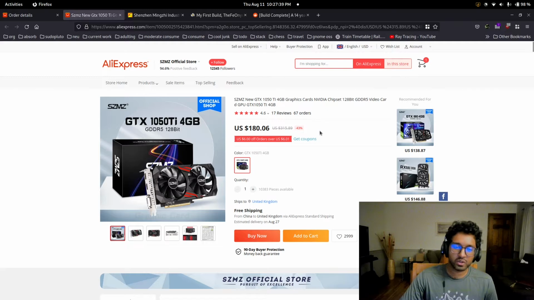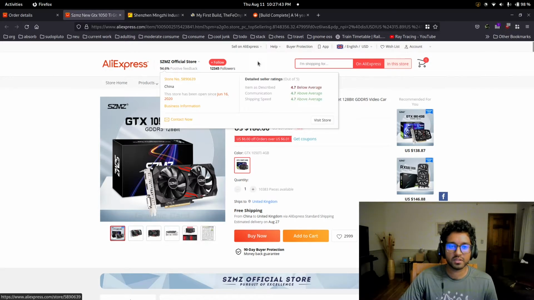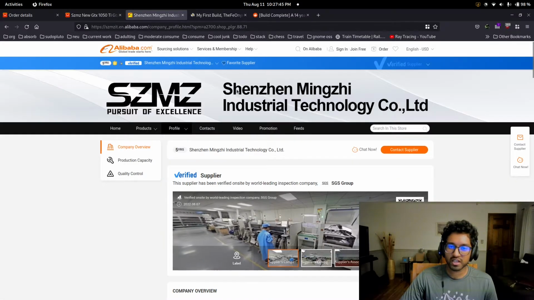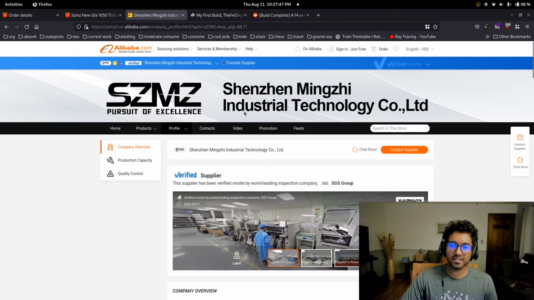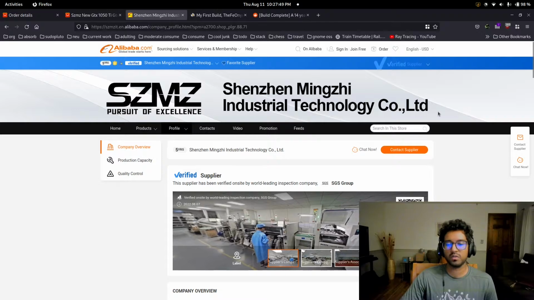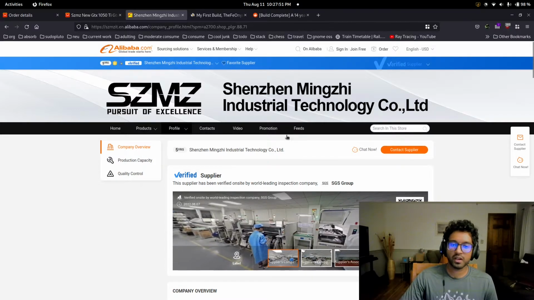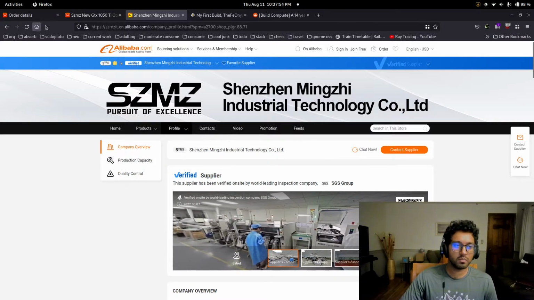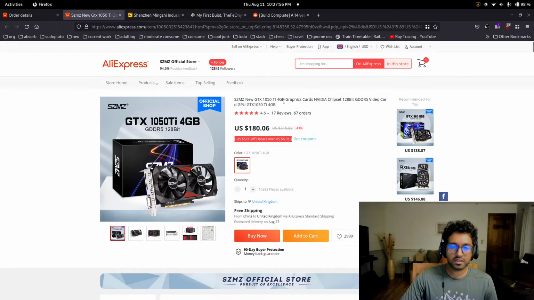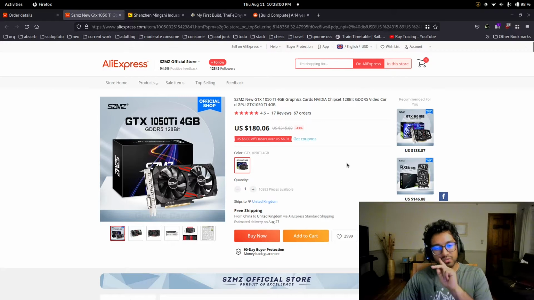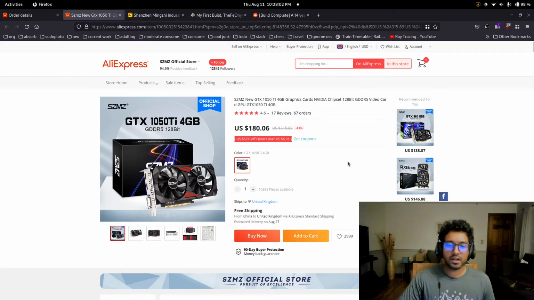This is actually the new store page for the graphics card that I bought. It's sold by SZMZ, which is Shenzhen Mingzi Industrial Technology Co. Limited. And we'll get into why I bought it from them later on. Looking at the store page, you can see that it's a pretty old card. It's a 1050 Ti, I think it's like 4-ish years old at this point, 4 GB GDDR5. It's not that special of a GPU. Why did I pay so much for it?